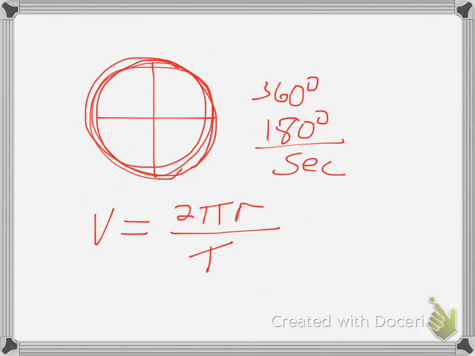Now that time that it takes to go around the circle once is commonly referred to as the period. Capital T they use for that. That's why I use capital T and not little t down there. And that is the period, the amount of time for an event to occur. In this case, one rotation of a circle.